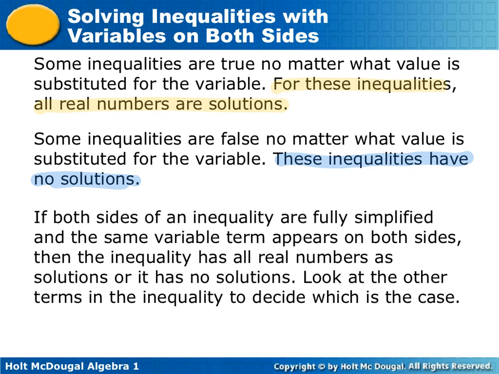All right? If both sides of an inequality are fully simplified and the same variable term appears on both sides, then the inequality has all real numbers as a solution, or it has no solution. Look at the other terms in the inequality to decide which is the case. Okay, so that's a lot of verbiage. It's a lot easier, in my opinion, to just look at some examples.